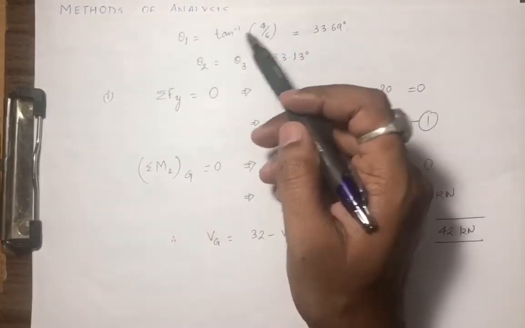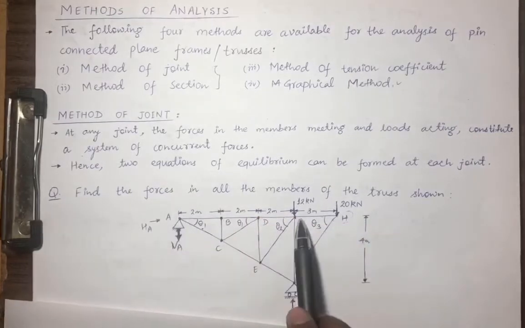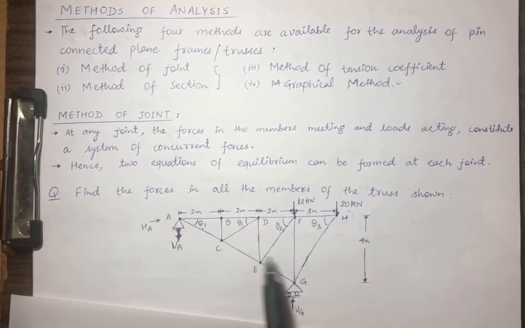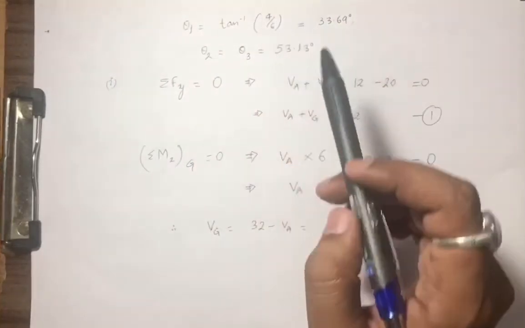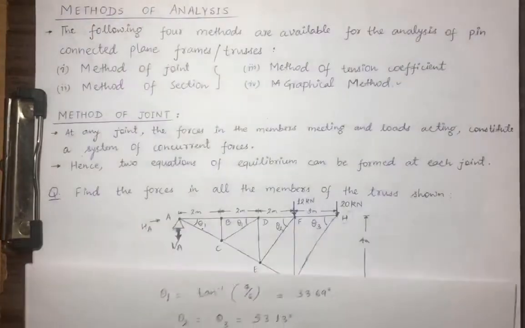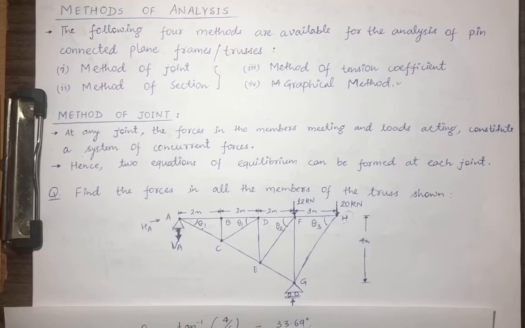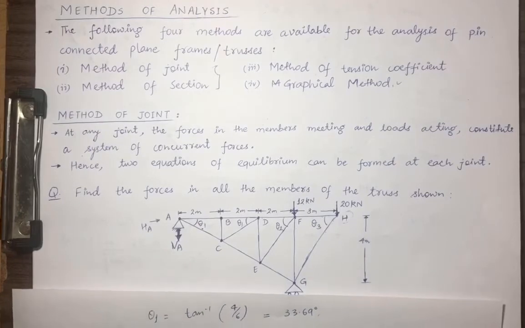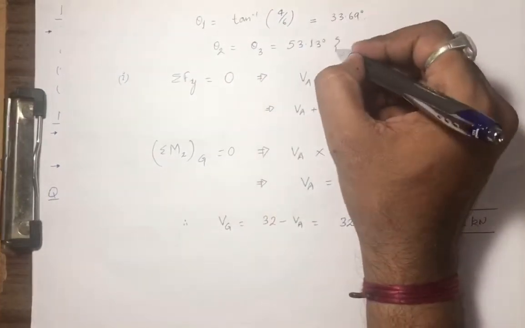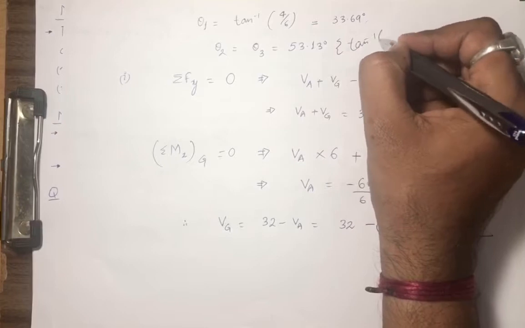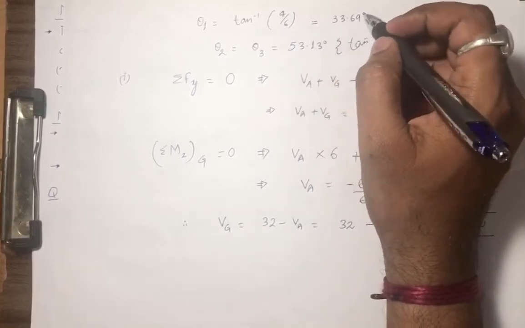So theta 1 is tan inverse 4 by 6. Why? Because this is theta 1. So in this triangle tan theta 1 will be 4 by 6. So theta 1 will be tan inverse 4 by 6, and theta 2 and theta 3 are same. So theta 2 is tan inverse 4 by 3. It is 53.16 and this is 33.69.